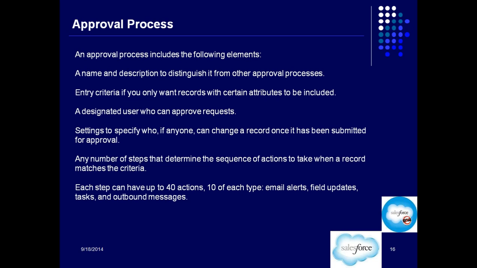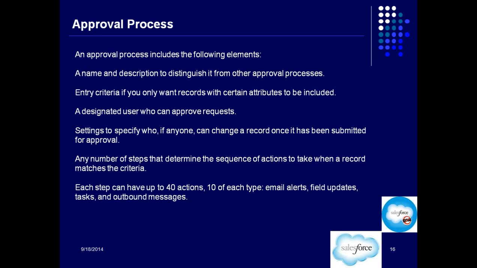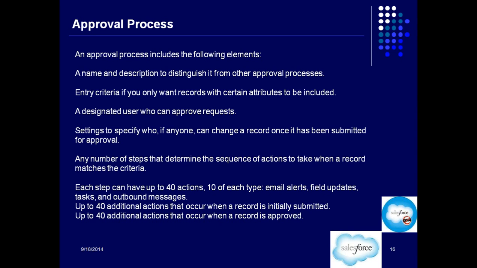Each step in an approval process can have up to 40 actions. So we are talking about multiple actions here. Now how many actions can we do in an approval process? Each step can have up to 40 actions, 10 of each type. Okay. Email alert, field update, task and outbound message. Fine. Up to 40 additional actions that occur when a record is initially submitted, 40 actions that occur when a record is approved, 40 actions that occur when a record is rejected. Got it?